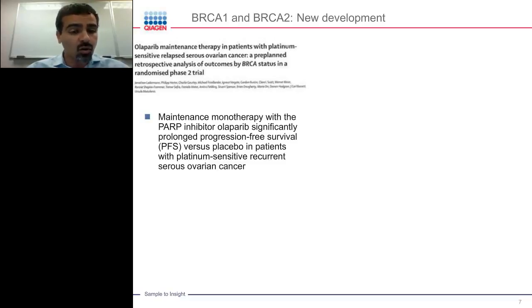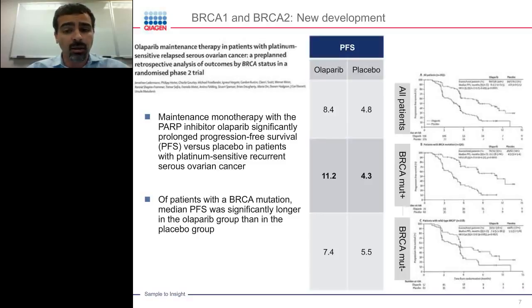So those patients who have shown mutations in their BRCA1 or BRCA2 genes respond more favorably to the PARP inhibitor than those with wild-type BRCA1 and BRCA2. And this is clearly shown in this paper that was published late last year.